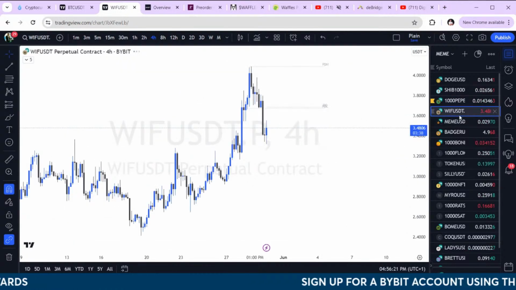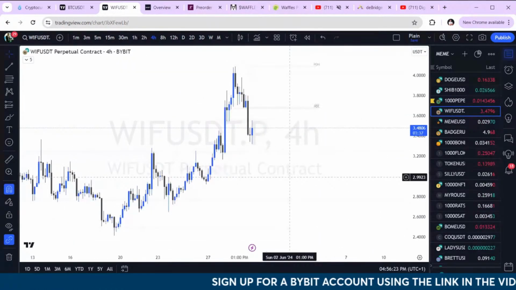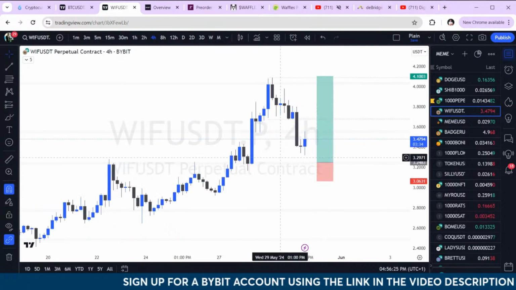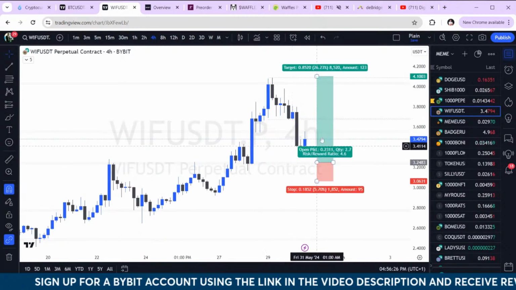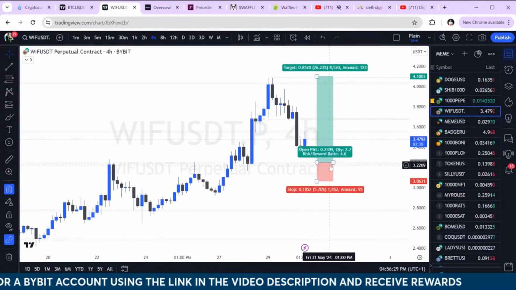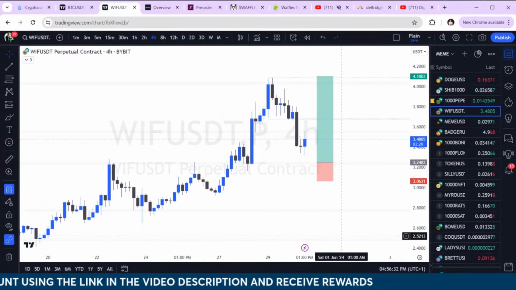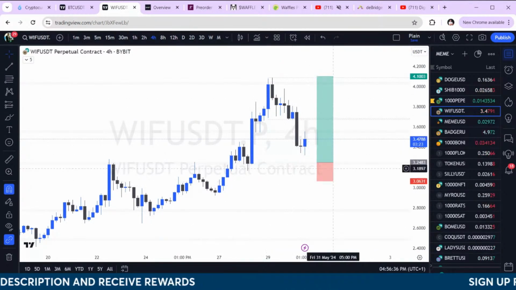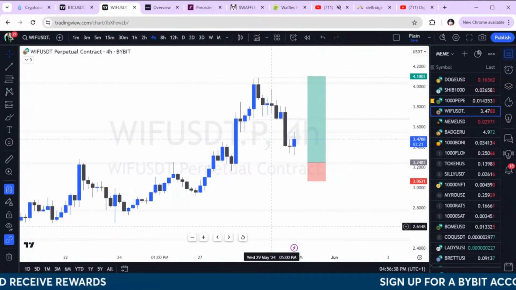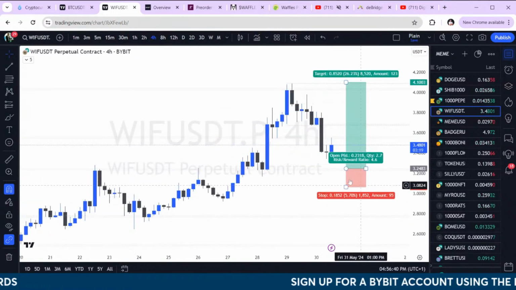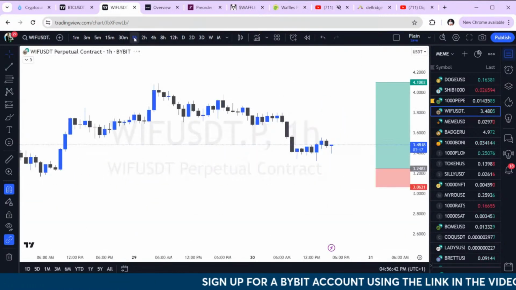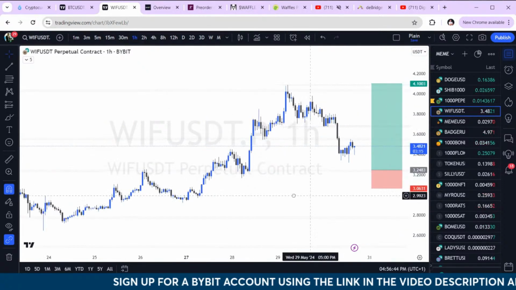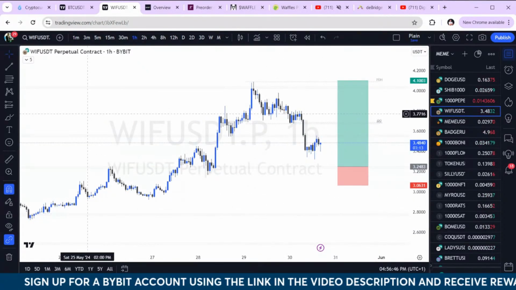The other one that I'm looking to buy is WIF. For WIF, I'll patiently wait. If this thing can dip right down to that $3.2 level, that could be a good area for me to start looking for a trade to the upside. That's what I'm looking at for WIF. If we can dip down to that level, that would be a good area to look for a trade to the upside.